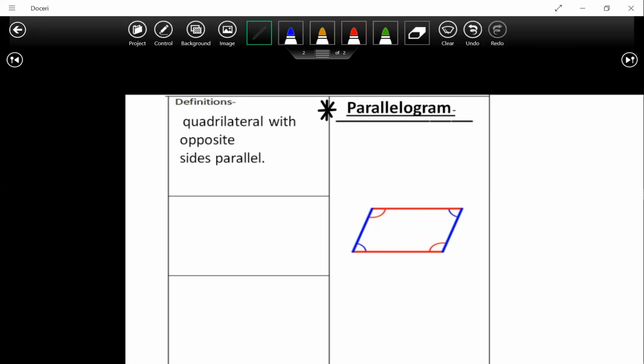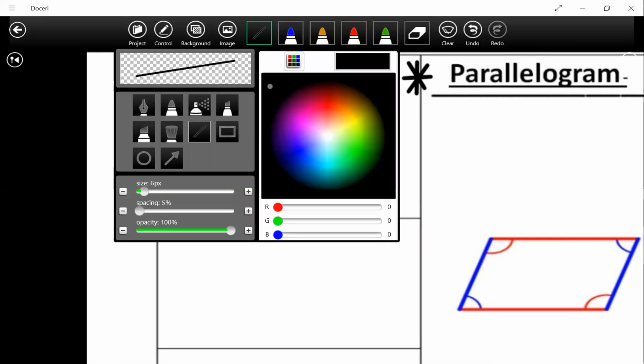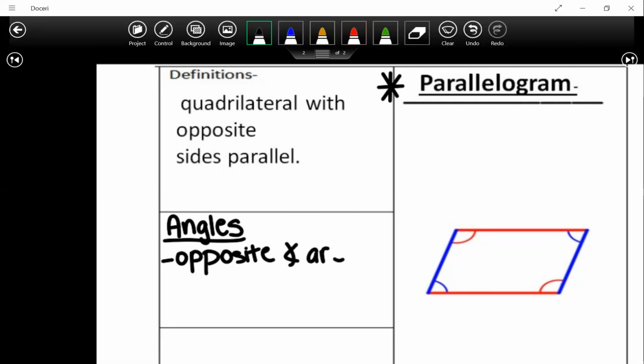So again, looking at the types of properties that we want to be able to look at, the first one we talked about was what? Angles. Angles. So angles in this one. So we're going to talk about the angles in these. What was the main thing that we got from this yesterday? Again, opposite angles are congruent. Opposite angles are congruent, which kind of matches up with these ones.